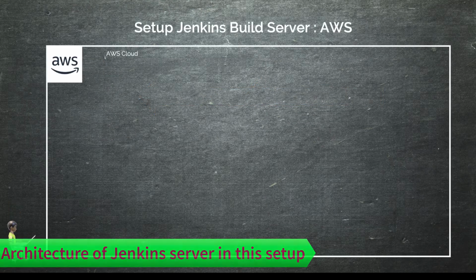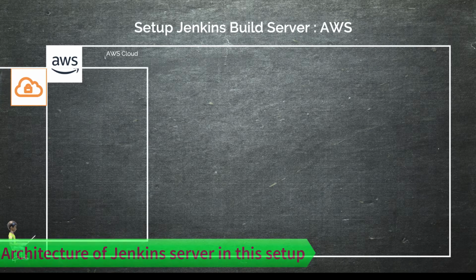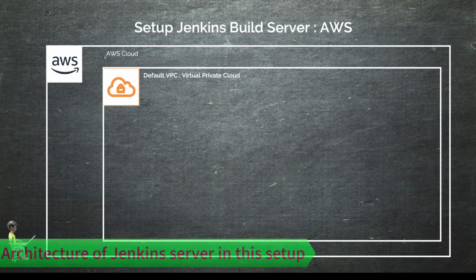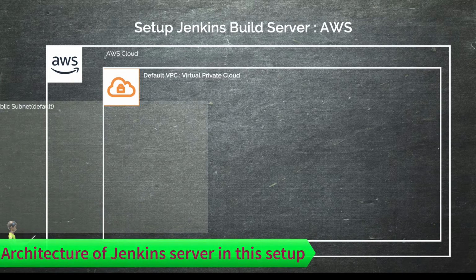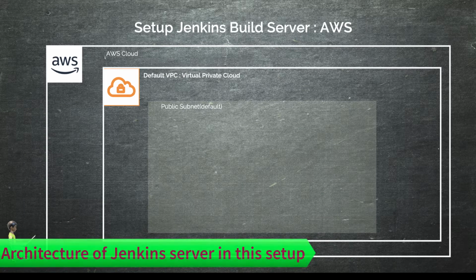And here is the architecture which we are going to implement using Terraform. We have an AWS account, and in that AWS account, we have a virtual private cloud, VPC. In the VPC, we have a subnet, which is a public subnet. For simplicity, we're using a public subnet. But in a real project scenario, you should not use a public subnet because you don't want to expose your Jenkins server to the external world. It would always be a private subnet.